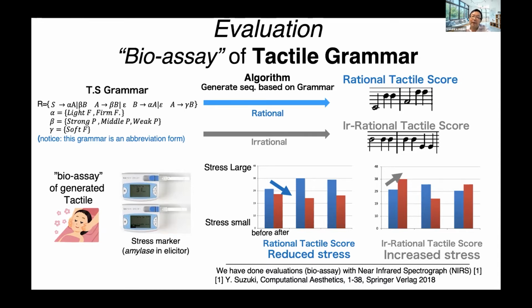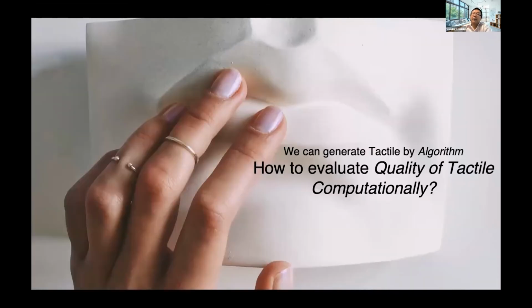We have also done many other kinds of evaluations, for example using near-infrared spectroscopy for brain activities. And again and again, we confirmed that our alphabet and grammar are correct. Now we have obtained the alphabet and grammar of tactile. So if we generate tactile using them, how can we evaluate the quality of tactile computationally?